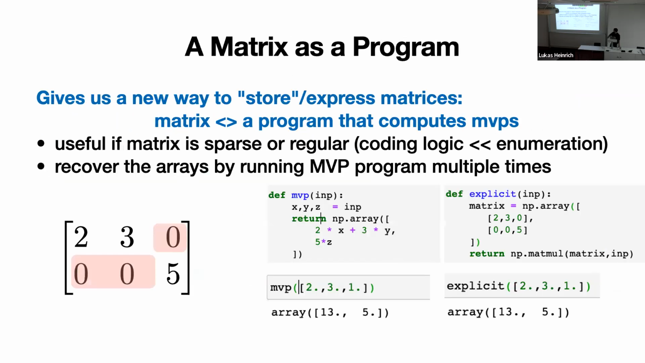No, you don't. Because here, for example, on the left-hand side, I don't have the explicit matrix. I just have effectively the same computation, right? So I only store 2, 3, and 5 here. They're only constants 2, 3, and 5. I don't store the zeros, right?